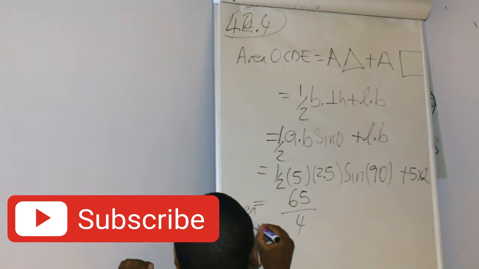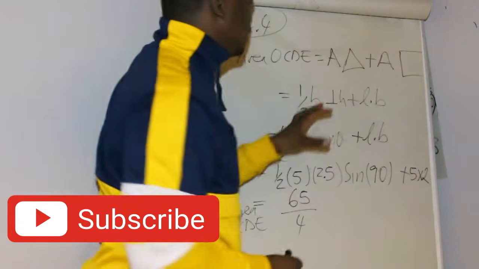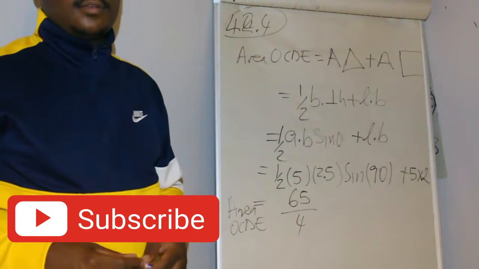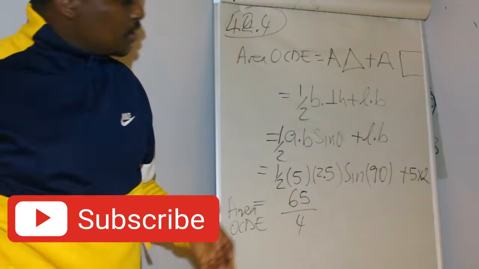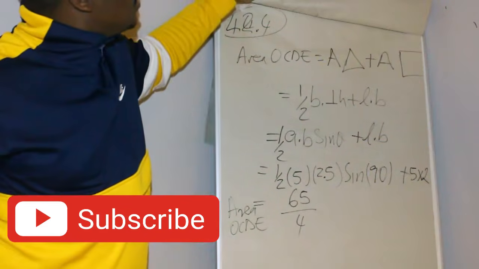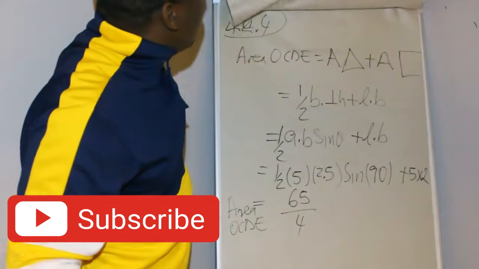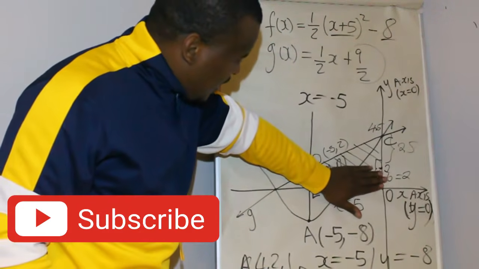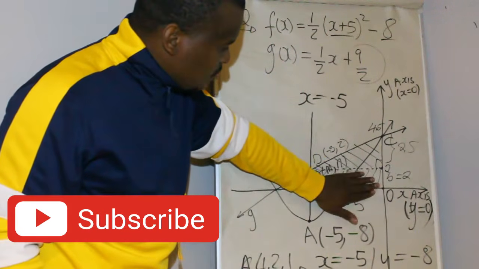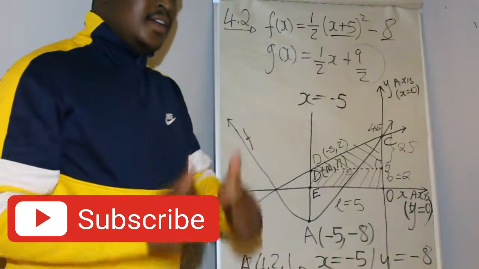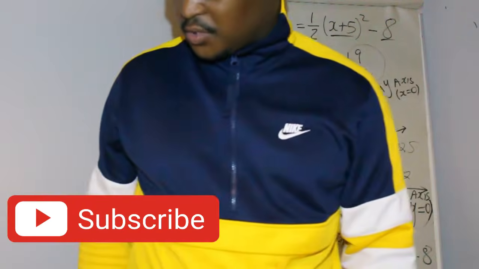of OCDE. So you added the areas of the two shapes that you saw. You saw that the area is derived from two shapes, which are the triangle and the rectangle. So you do the area of this alone, length times breadth, and then add this one, half base times perpendicular height. Then you're done. Then let's go to the next question.